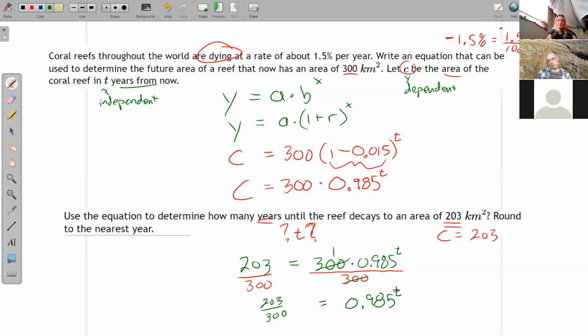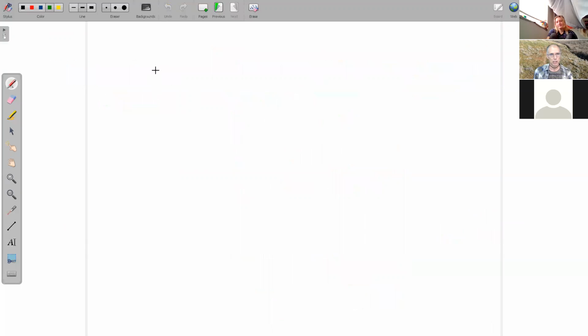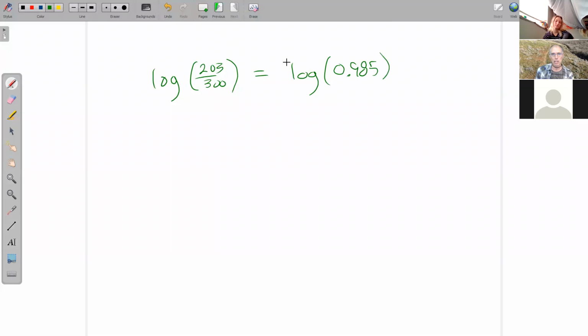Since I have the base to the power alone, I'm ready to use a logarithm. So I write log, parentheses, on each side. And then it's time for a new screen. So I've got the log of 203 over 300 equals the log of 0.985 to the power t, but logs have that special property that powers pop out. So I'm going to pull the t out front right now.